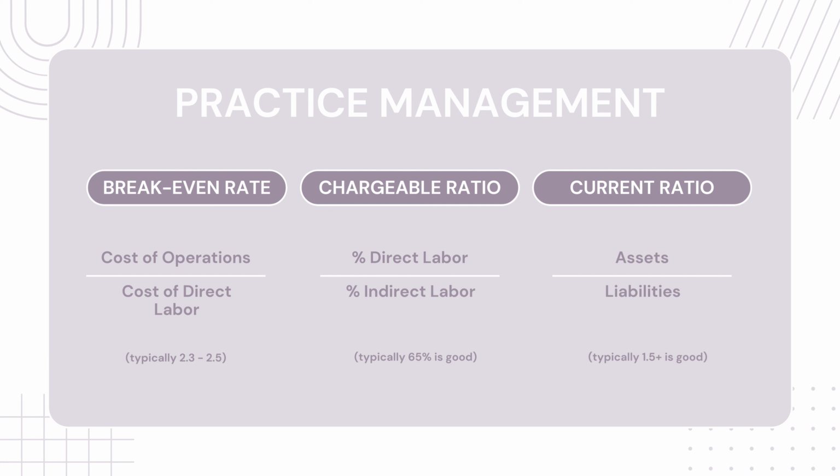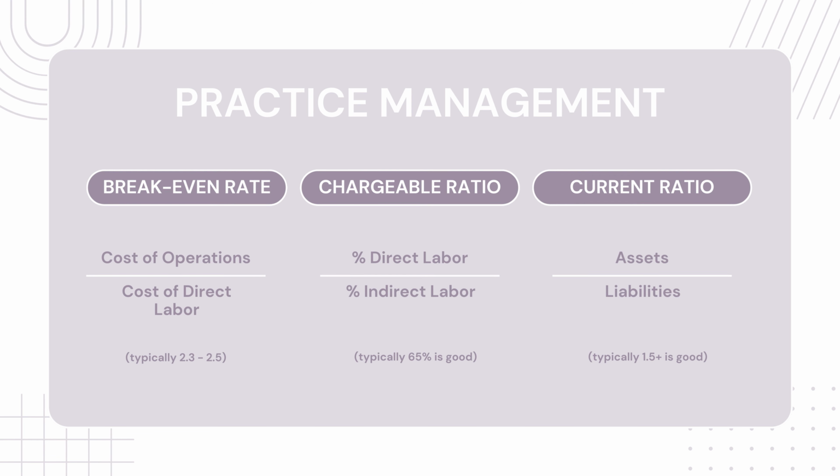The break-even rate is a rate that we don't ever want to be at. It is the total cost of operations divided by the total money spent on direct labor. Firms use this number to determine what to charge the client in order for the firm to break even on the employee's salary. A typical value usually is between 2.3 and 2.5.